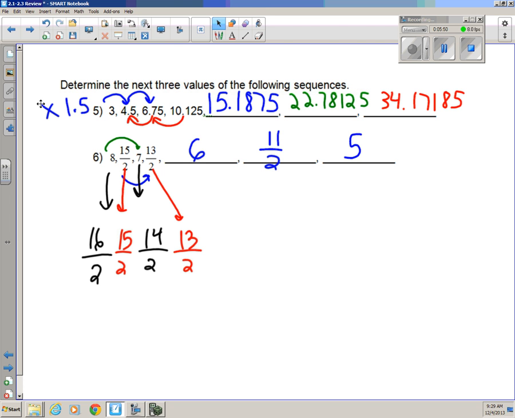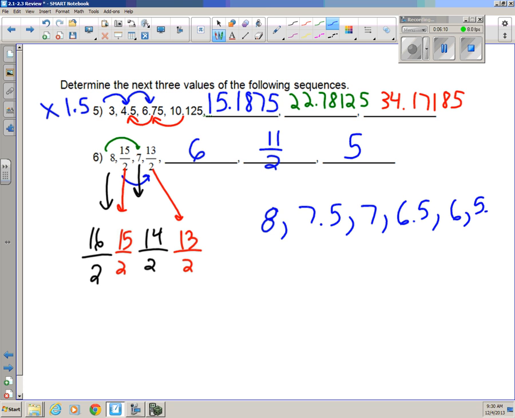You could have done it by decimals also. I think other kids are doing that. In other words, they took the first value was 8, 15 halves ends up being 7.5, and then 7, 13 halves becomes 6.5, and they see the pattern that way. And then they'd say minus a half again for 6, minus a half again, and then minus a half again. There you go.